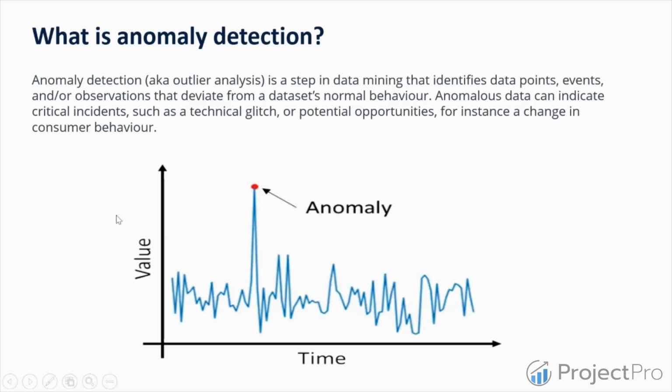So the value could be anything, but based on your historical behavior, if you see something which is abnormal, you flag it as an anomaly. It could be because of negative reasons or positive reasons, but you need to find out what that reason is.